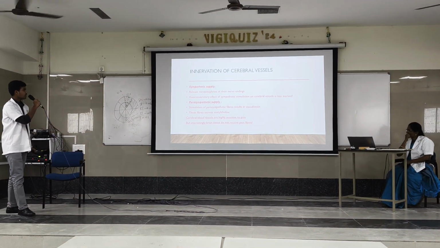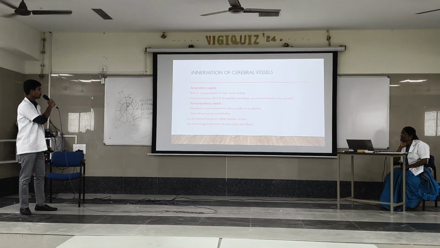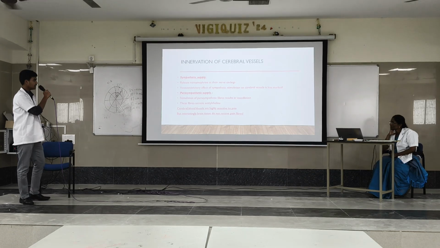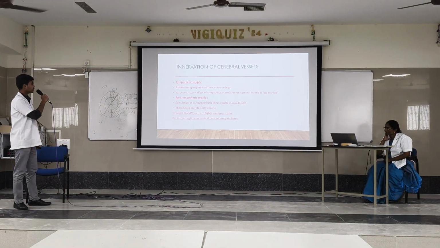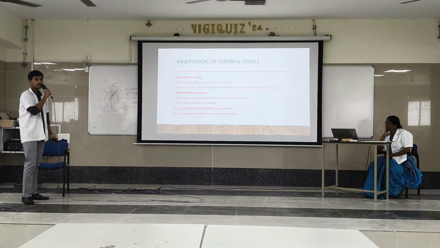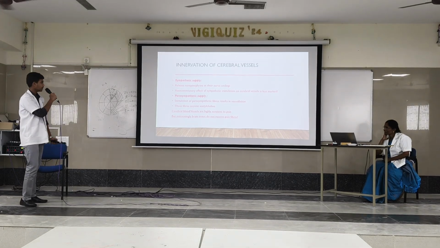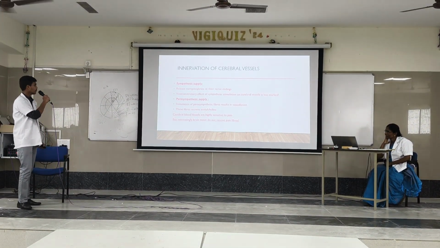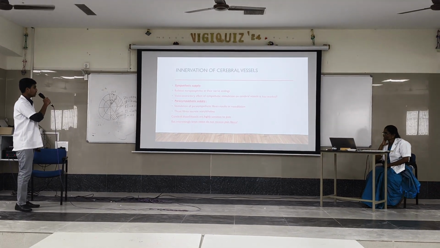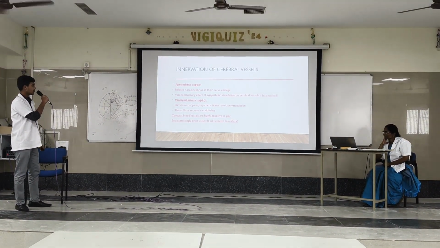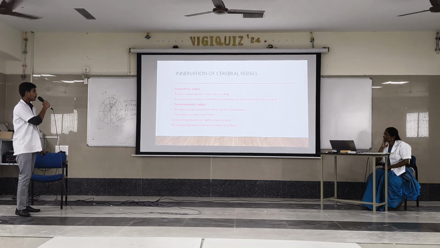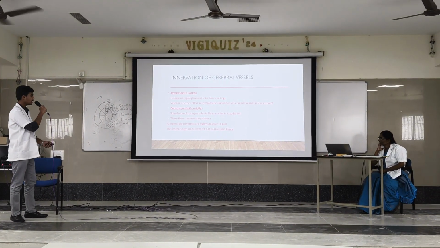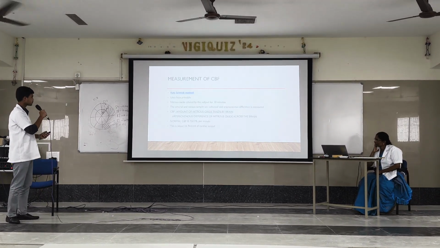Coming to the innervation of cerebral vessels, we are going to talk about sympathetic and parasympathetic supply. In sympathetic supply, there is release of norepinephrine at their nerve endings. The vasoconstrictive effect of sympathetic stimulation here is much less marked compared to the parasympathetic effect. Stimulation of parasympathetic fibers results in vasodilation. These fibers secrete acetylcholine. Here you have to note that the cerebral blood vessels are highly sensitive to pain. But interestingly, the brain tissue is not sensitive to pain because it does not receive pain fibers.